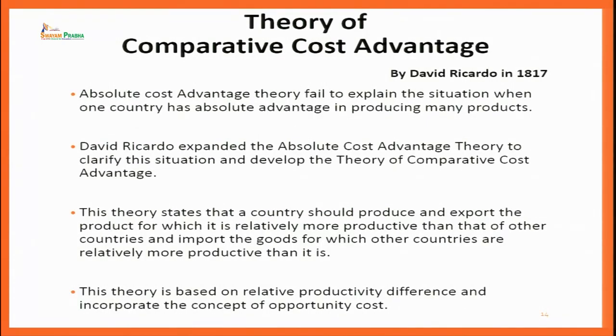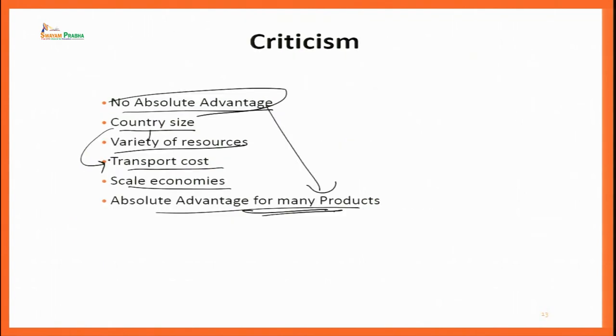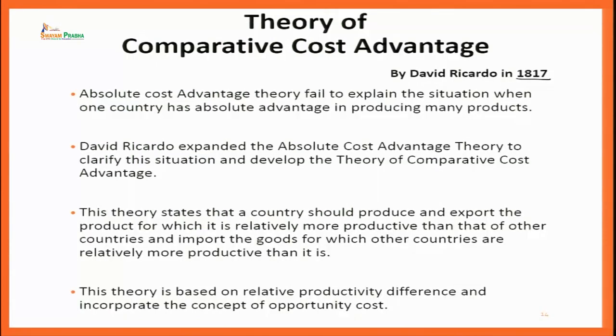Comparative cost advantage was given by David Ricardo in 1817, and he is the one who came up with all these criticisms of the absolute cost advantage and tried to overcome these problems in his theory, and he even gave the reference of opportunity cost theory.